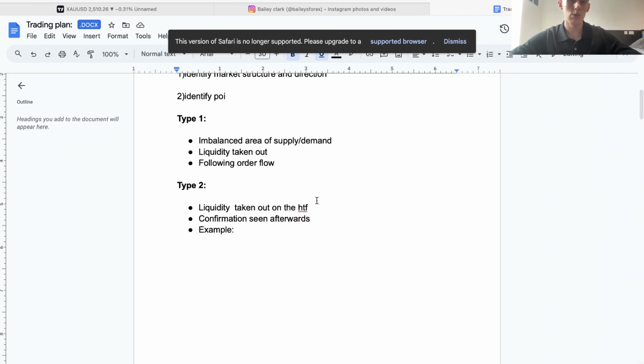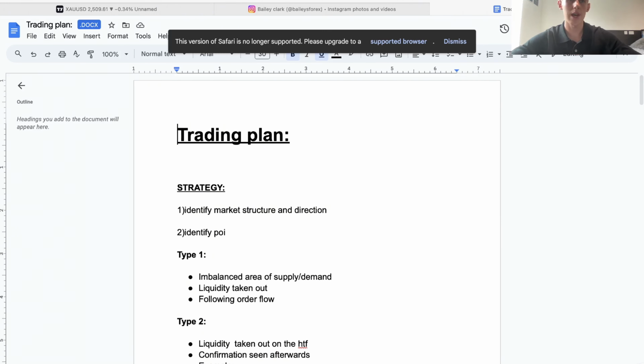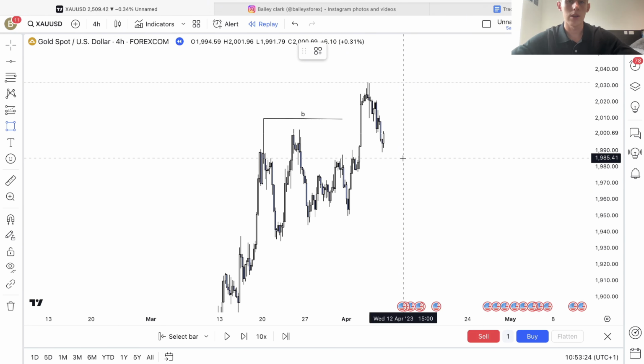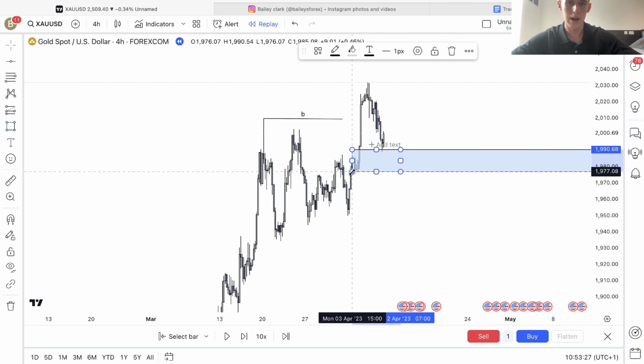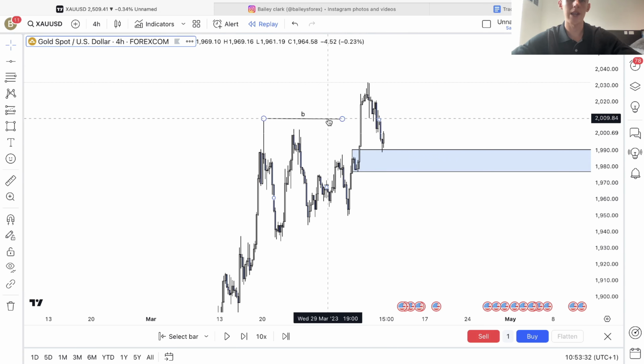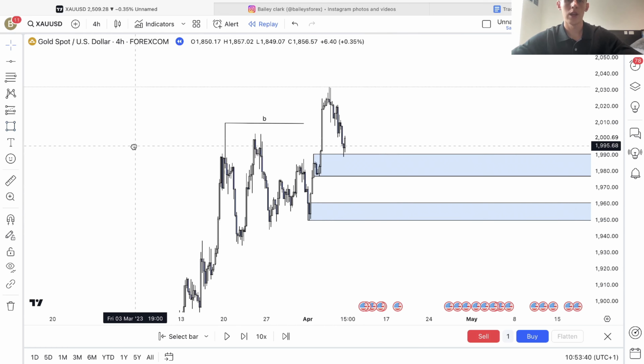Which brings us to step 2 of the trading plan, which is to identify a point of interest. Of these, I have 2 types. For this first example, we're going to be focusing on type 1, which is an imbalanced level of demand. So let's have a look what we have here. We have this level of imbalanced demand, right? Because this was the area of demand which created this imbalance and led to the break of structure to the left. We also have this one down here. So I would also have marked that on.